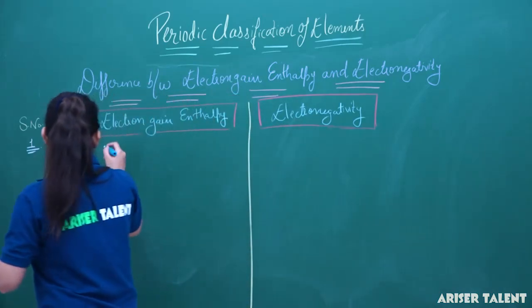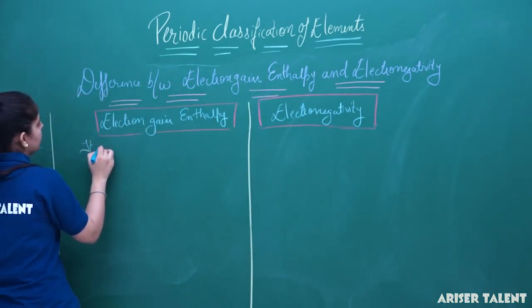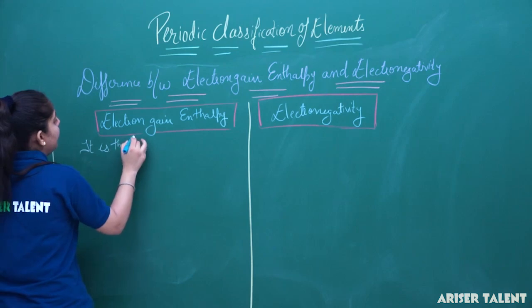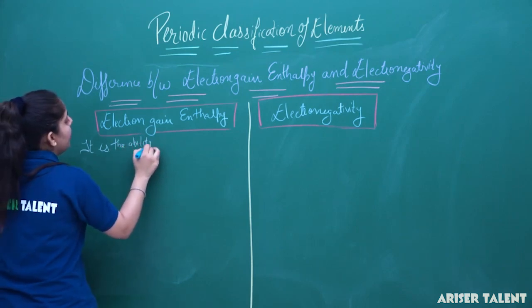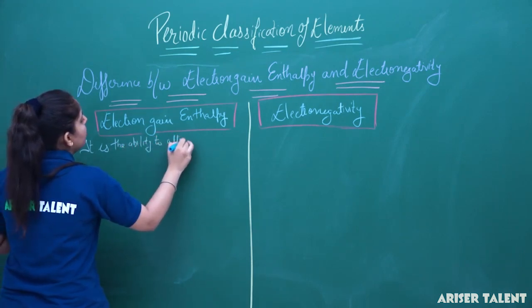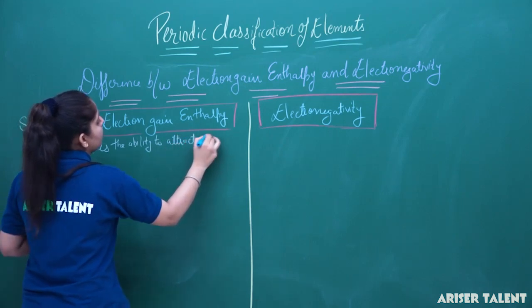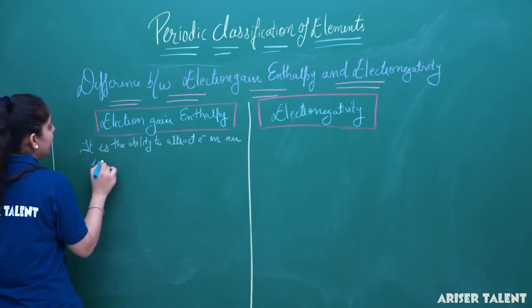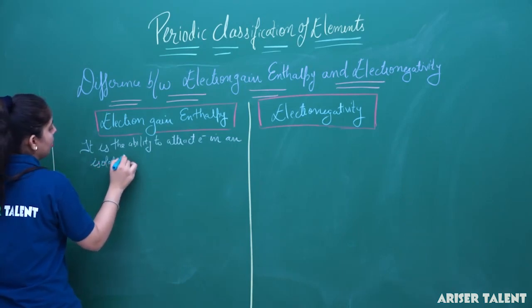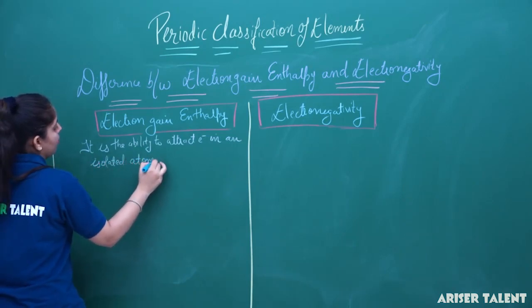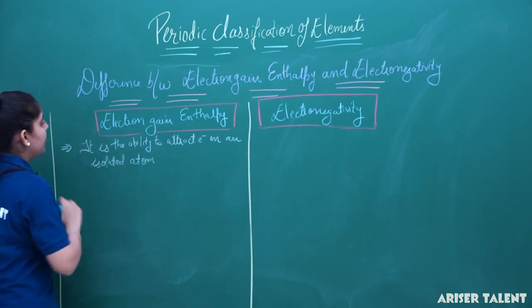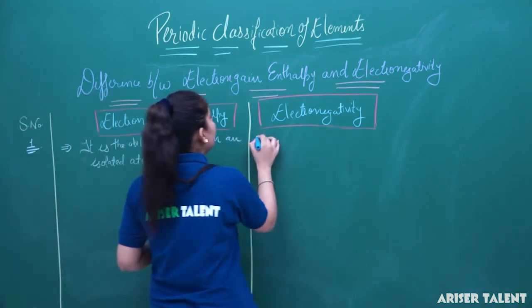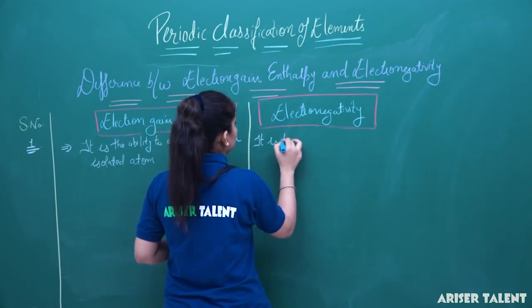So we can say that it is the ability to attract an electron in an isolated atom. So this is its first property, and it is the ability to attract the shared pair of electrons.